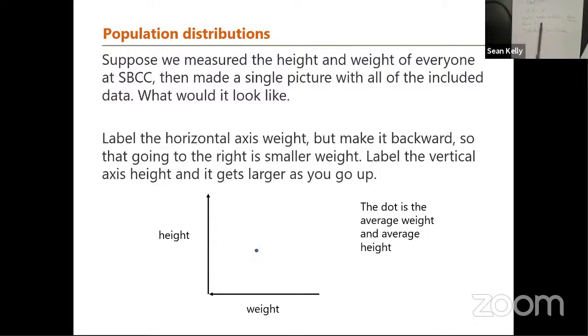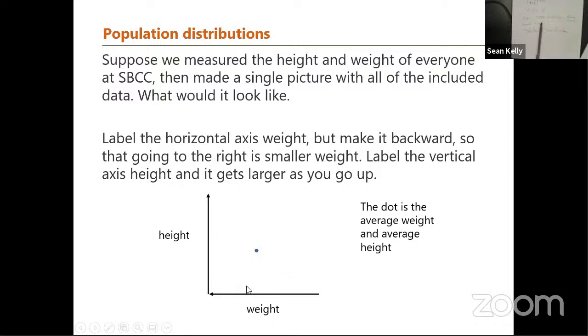But before we do, I'd like to give you a little analogy just to help you understand. Imagine, suppose we measured the height and weight of everyone at SBCC, then put all of that data in a single picture. What would it look like? The weird thing is, it's meant to lead you to what we do with stars.